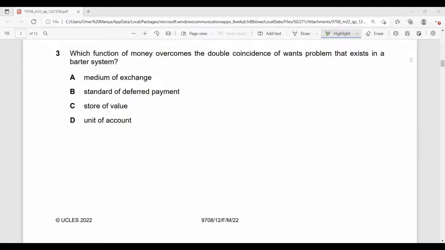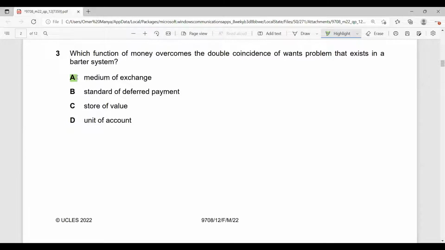All of these have been presented in front of us. Money is a medium of exchange. It is a standard of deferred payment. It is also a store of value and a unit of account. However, the one that solves the problem of the double coincidence of wants is option A.